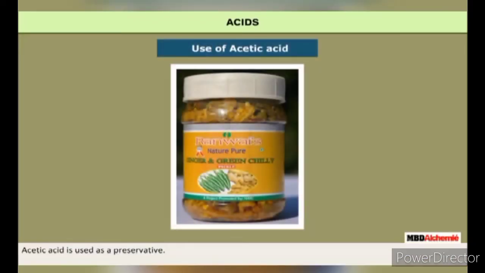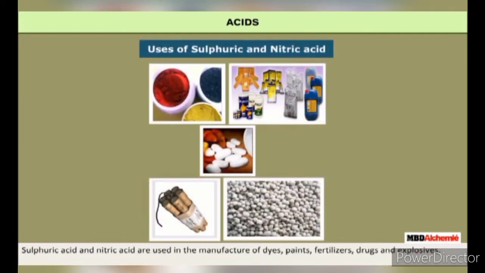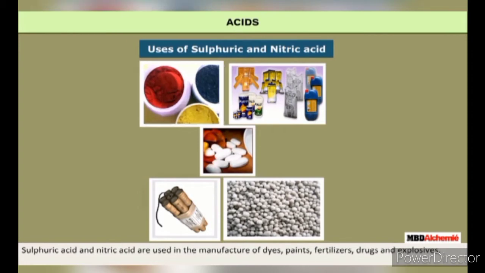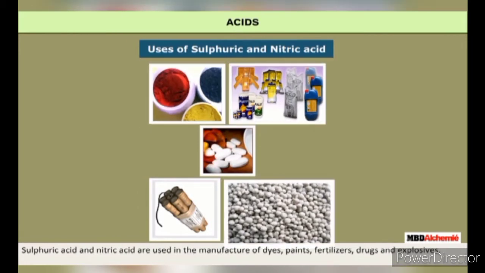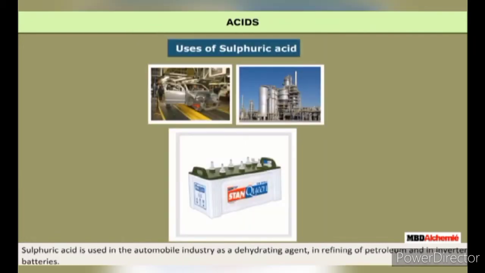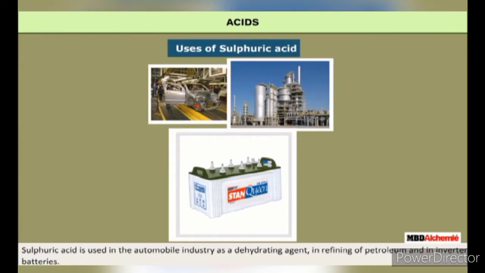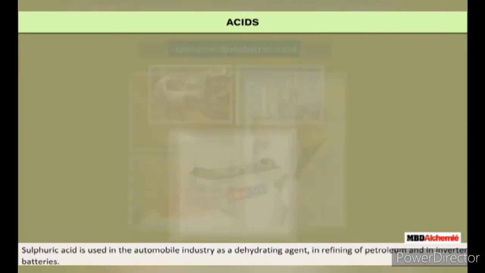Uses of acids. Acetic acid is used as preservatives. Sulfuric acid and nitric acid are used in the manufacture of dyes, paints, fertilizers, drugs, and explosives. Sulfuric acid is used in the automobile industry as a dehydrating agent in refining of petroleum and in inverter batteries.